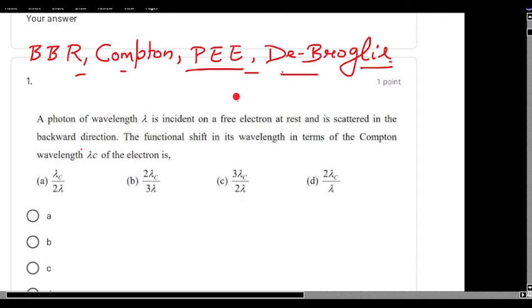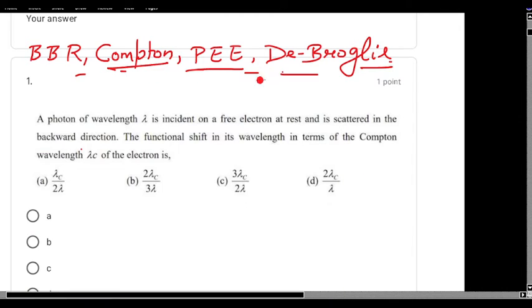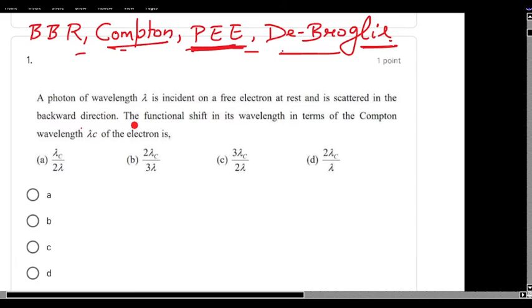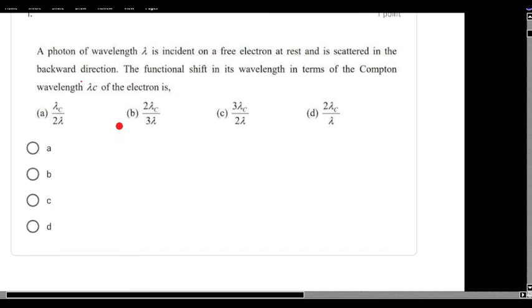In today's lecture, we are going to discuss some questions related to blackbody radiation, Compton and the photoelectric effect, and the De Broglie wavelength. There is a series of questions related to quantum physics that I am going to discuss, and we will start the questions.